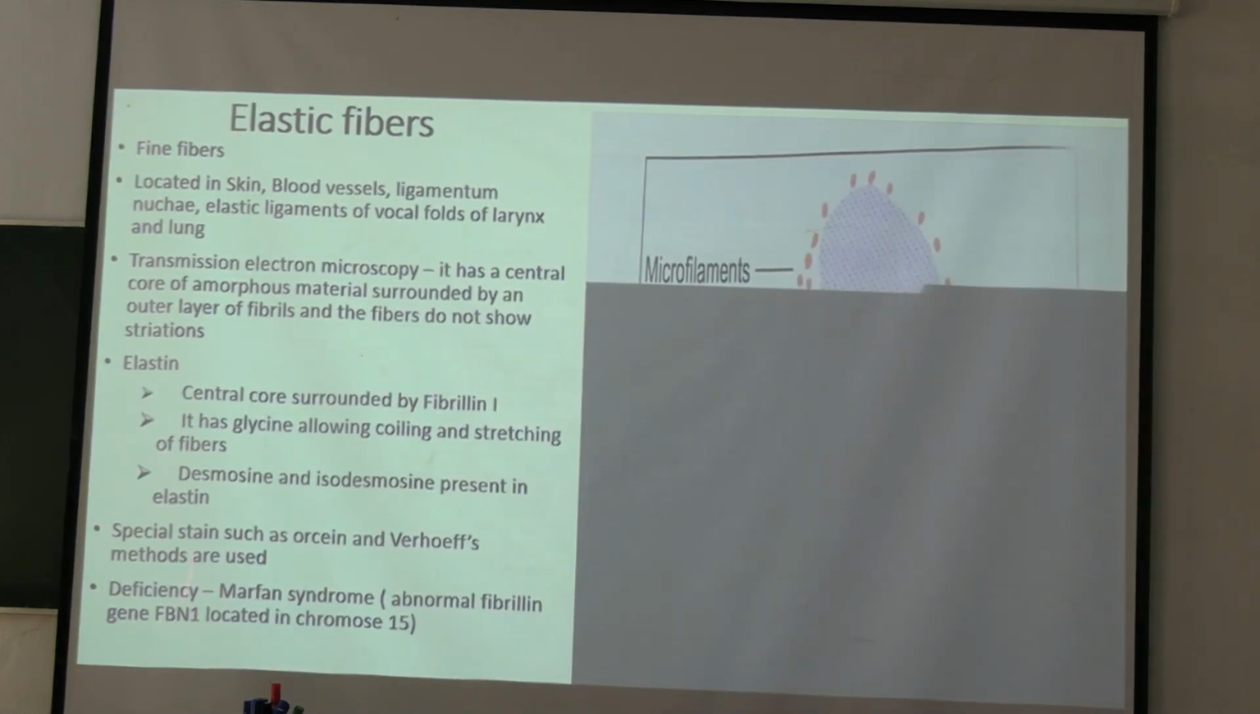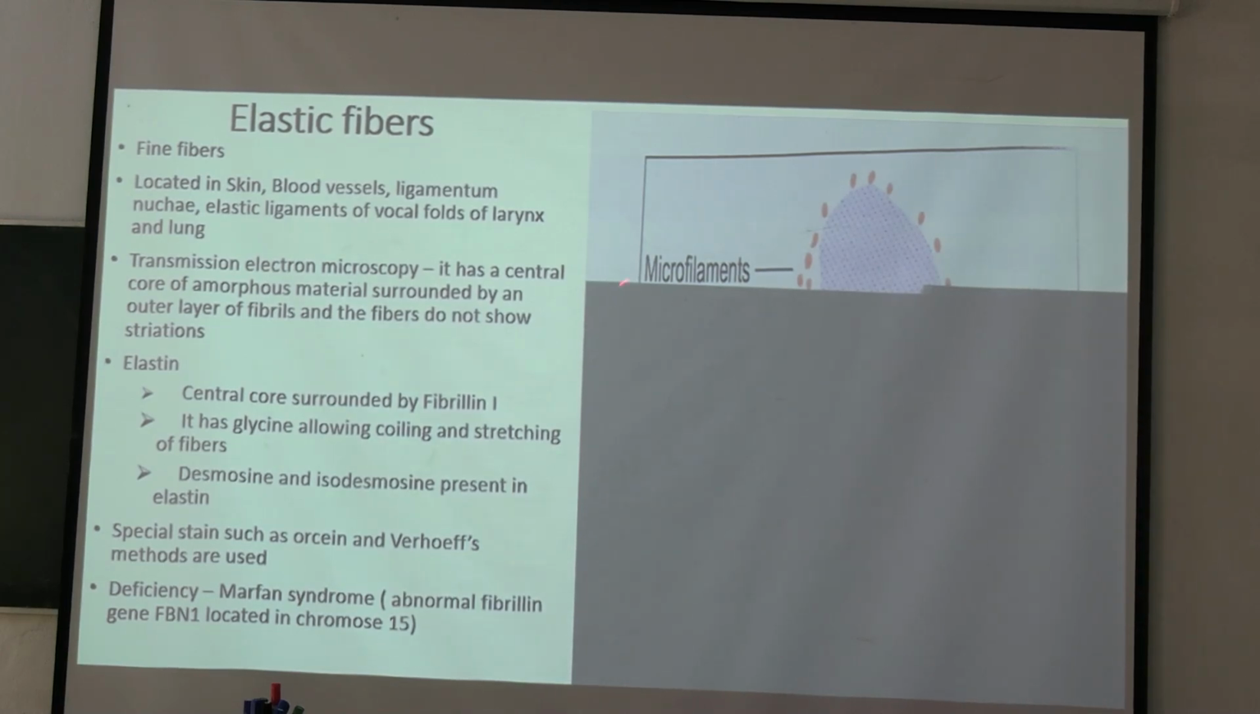So next we go to the elastic fibers. So these are fine fibers located in the skin, blood vessels, ligamentum nuchae, elastic ligaments of vocal folds of larynx and lung. And in transmission electron microscopy, it has a central core of amorphous material surrounded by an outer layer of fibril, and the fibers do not show striations.